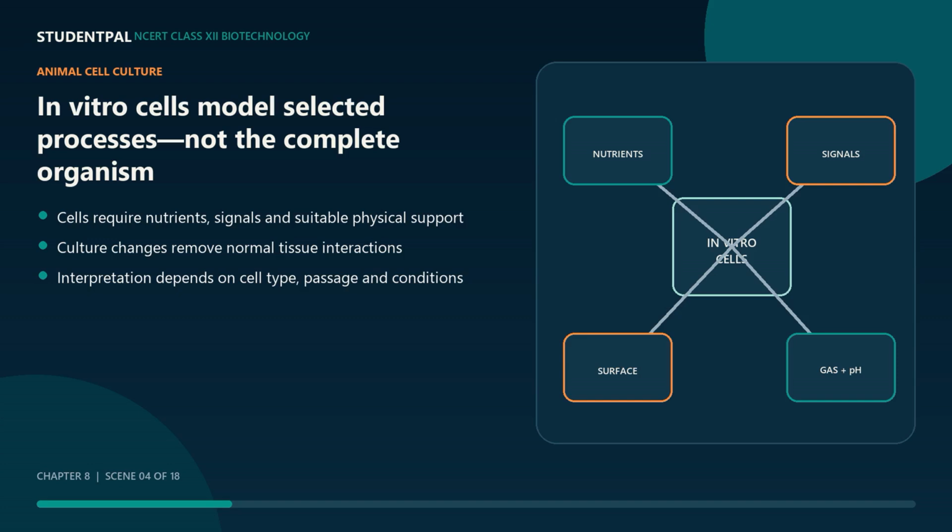Therefore, every result begins with a clear description of species, tissue, cell type, culture format, passage number, and treatment condition. The model is powerful because variables can be controlled and observed, yet its simplicity is also a limitation. A strong answer states what process the culture represents and what aspect of whole organism biology it cannot establish alone.